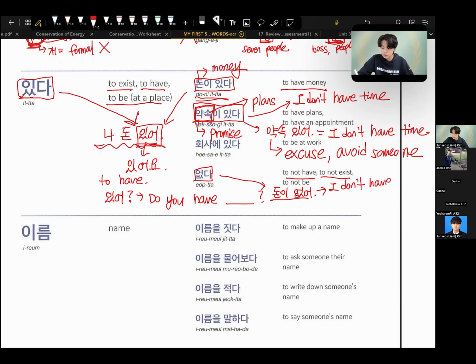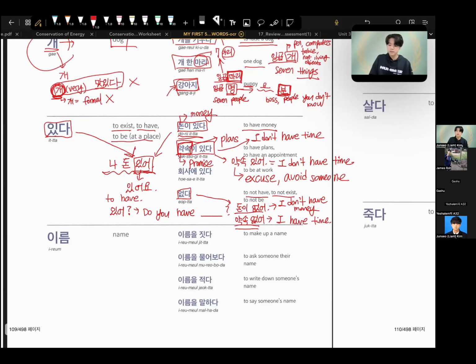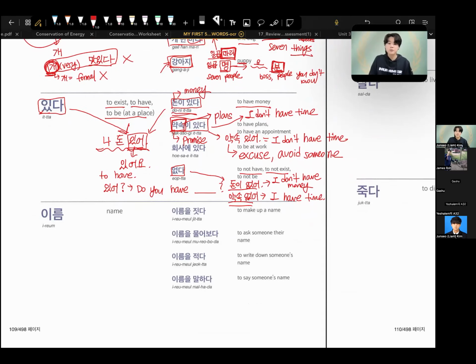I don't have money. Or you can say 약속 없어. 약속 없어 means I have time. So you can meet someone. You can say, 약속 없어, so I can meet you. Let's meet, something like this. 약속 없어 means I have time. Yeah, so these were two very useful phrases that will really help you in Korea.